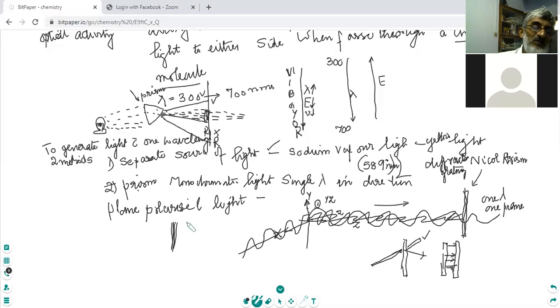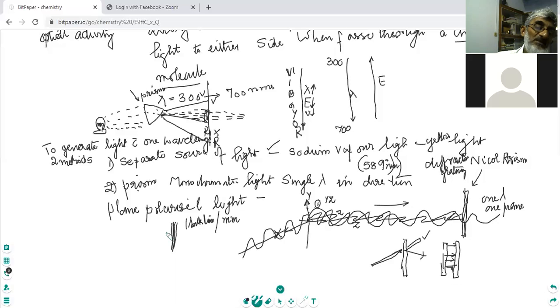That is, 1 lakh lines per millimeter width. Think about that. If you draw 1 lakh lines per millimeter, that is a type of substance which you call a diffraction grating.